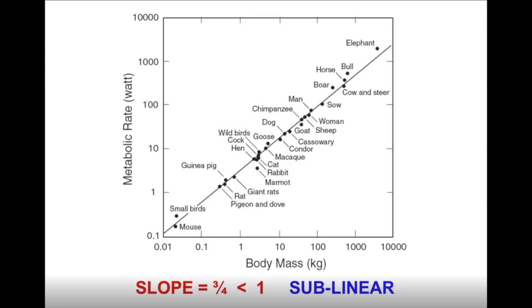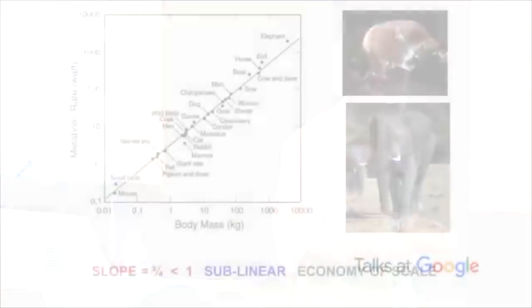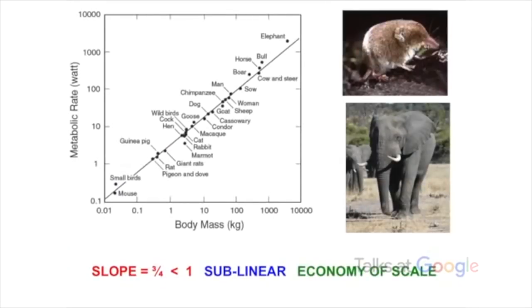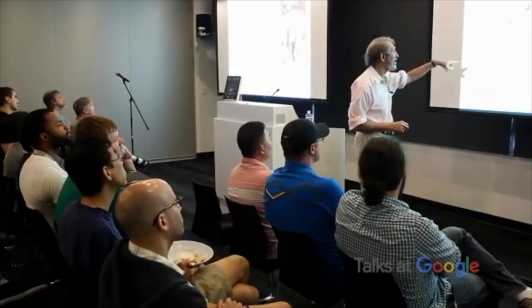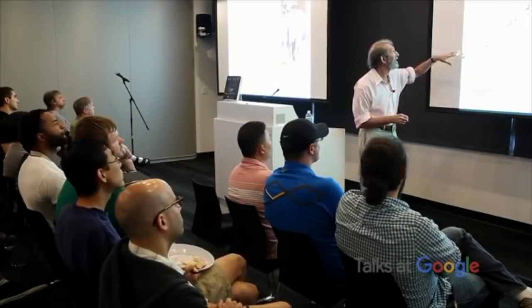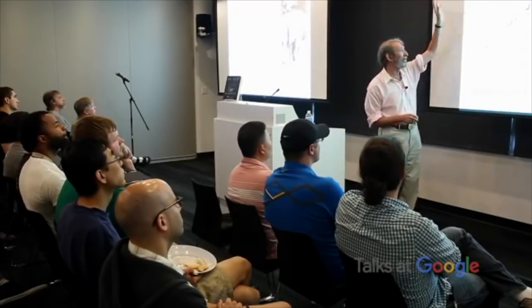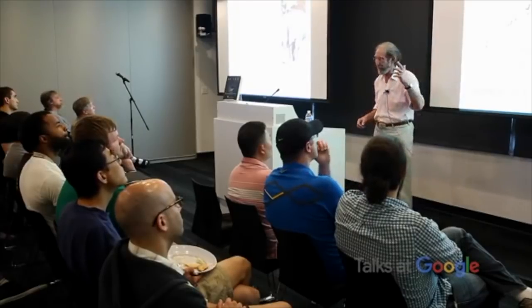So as we see on this graph, this is Kleiber's law plotted versus multiple animals. And I'll let Geoffrey West frame the question.